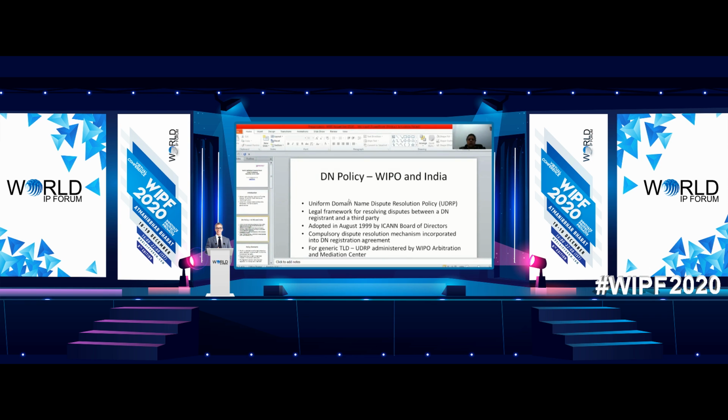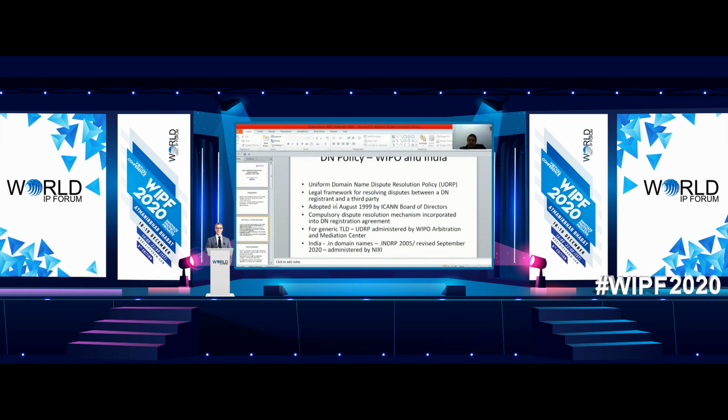To begin with the global policy, which is the legal framework for resolving disputes between a domain name registrant and a third party. It falls under the auspices of the Uniform Domain Name Dispute Resolution Policy, which was adopted way back in 1999 by the ICANN Board of Directors. This is basically for the generic top-level domain names, and it's administered by the WIPO Arbitration and Mediation Center. It's a compulsory dispute resolution mechanism. When a person purchases a domain name, this policy is automatically incorporated into the registration agreement, and the registrant has to compulsorily submit to the same.